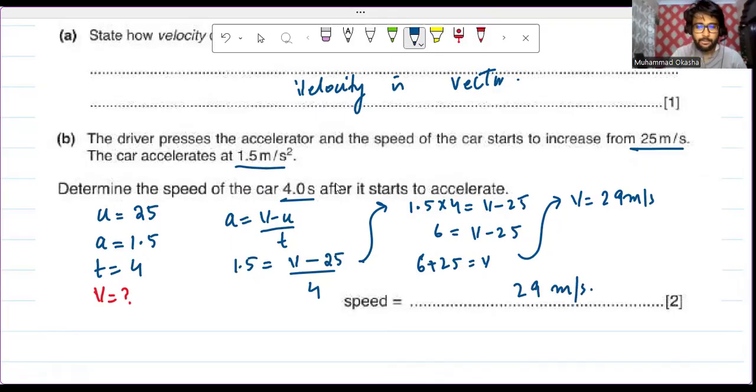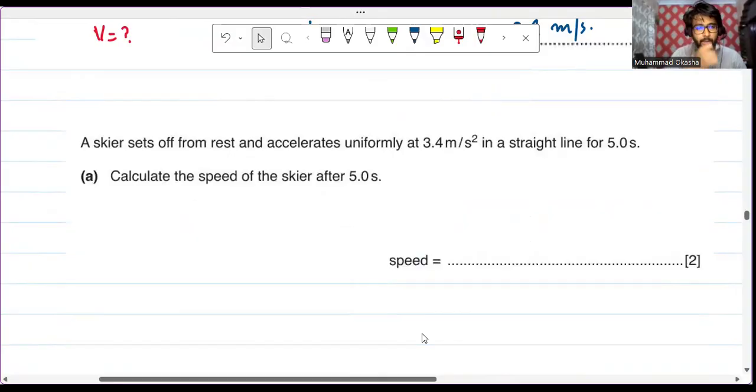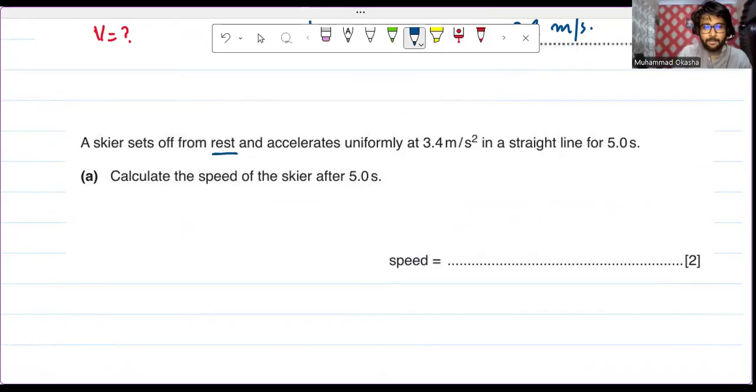This is a classic application of the formula. A skier sets off from rest and accelerates uniformly. Rest means initial velocity is equal to 0. Accelerates uniformly at 3.4 in a straight line for 5 seconds. So time is equal to 5. Calculate the speed of the skier after 5 seconds, which means we're looking for the final velocity.